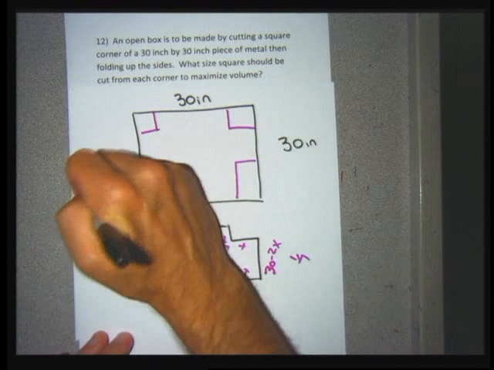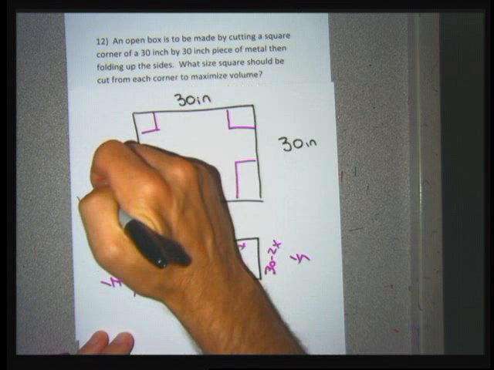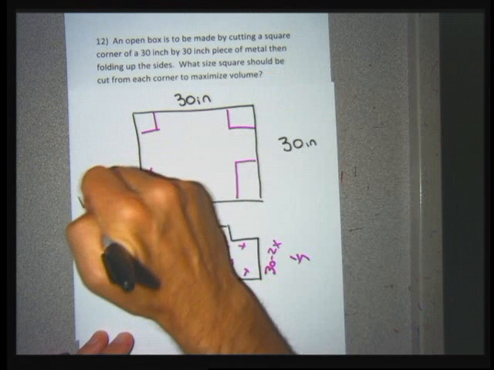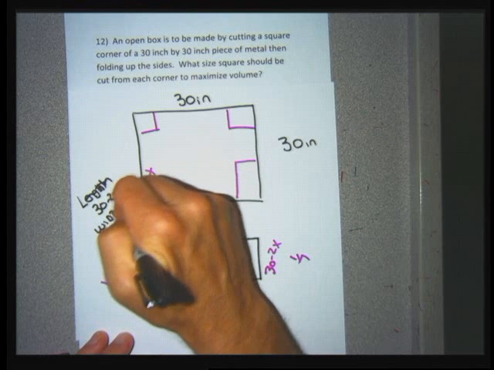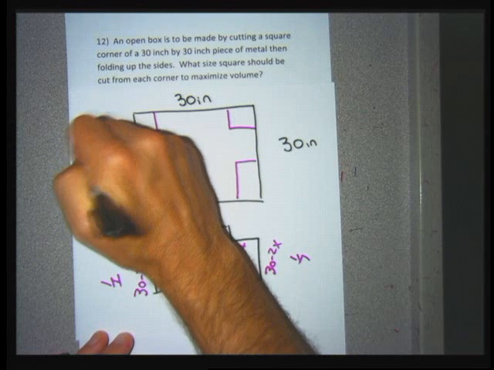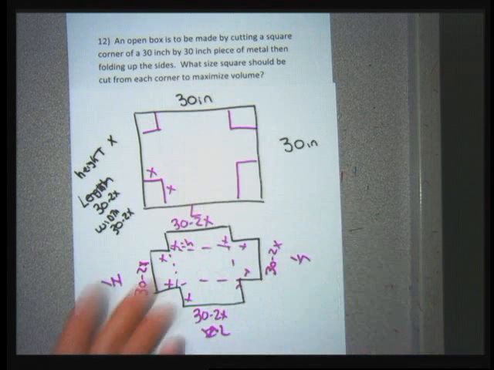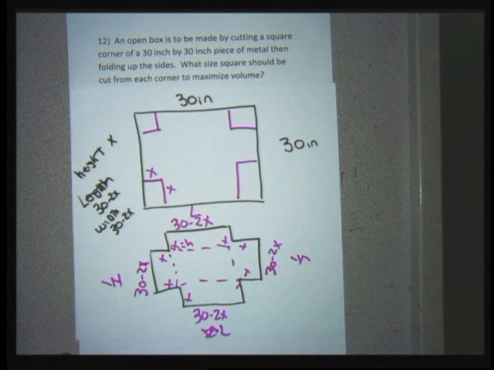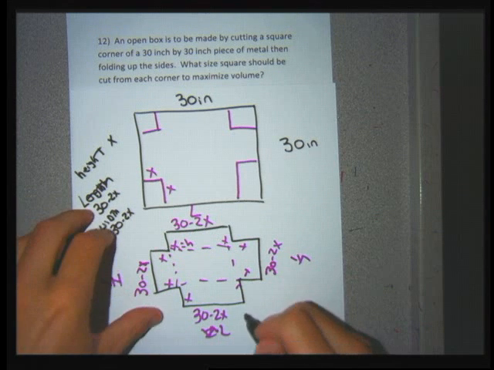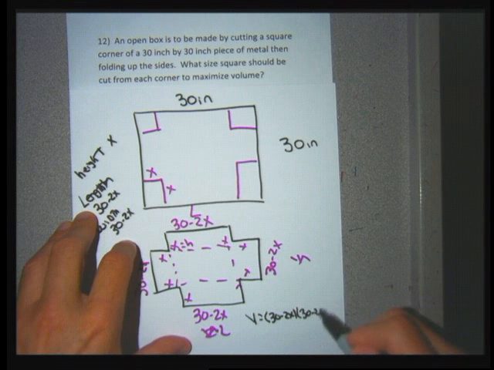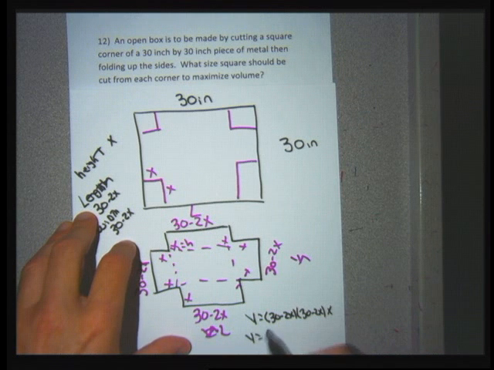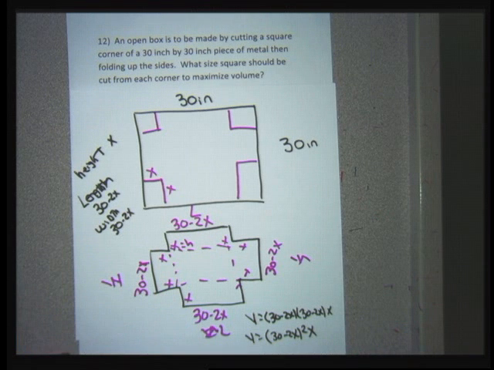So in this particular one, the base, the length, L-E-N-G-T-H, is going to be 30 minus 2x. The width, because the base is square, is going to be the same as the length. And the height of the box is the length of the notch. So the volume is going to be length times width times height, which is 30 minus 2x times 30 minus 2x times x, which I'm going to write as (30 minus 2x) squared times x. So this is the diagram. It's the same diagram with just the 12 replaced by a 30.